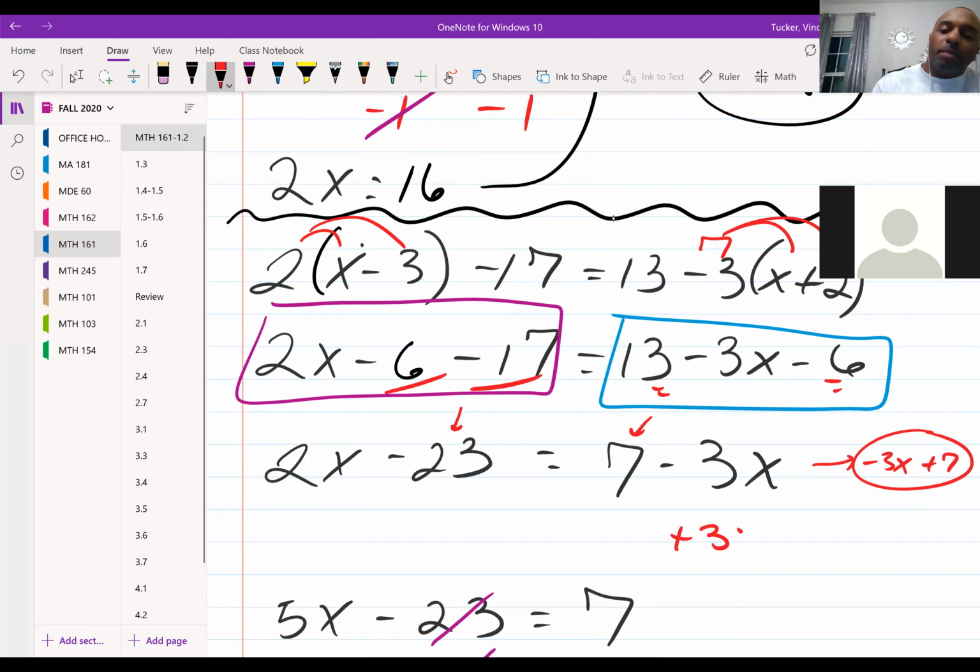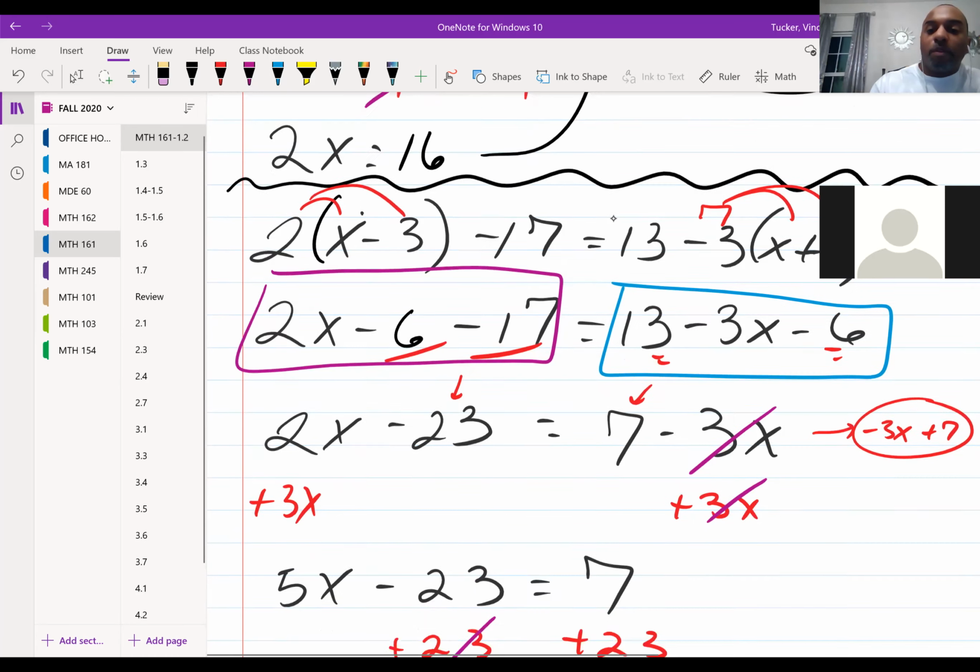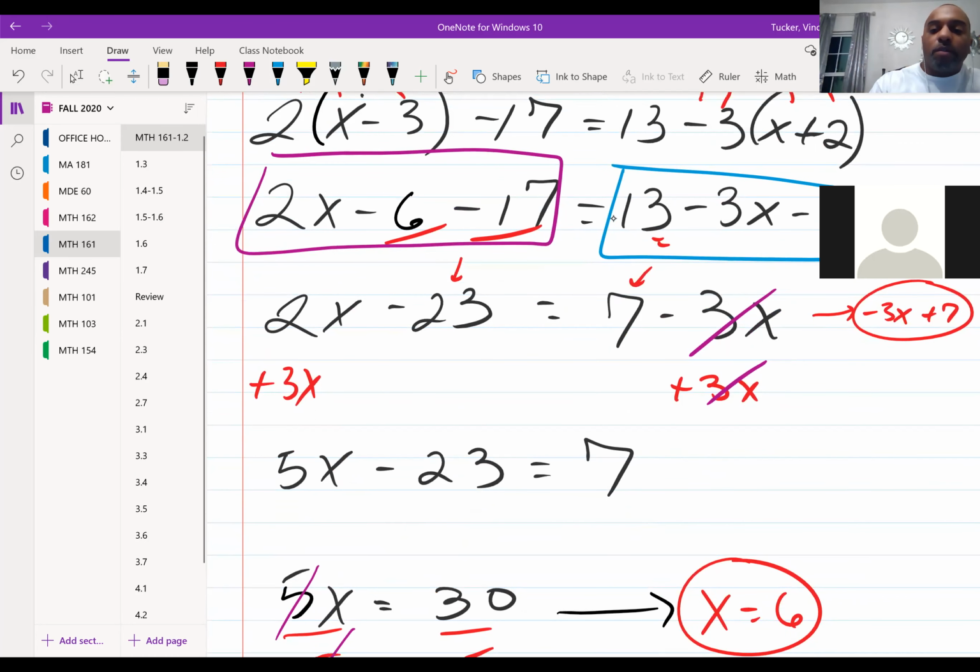So it doesn't matter which term you move first. You have 4 different terms, 2x, negative 23, 7, negative 3x. It doesn't matter which term you move first. As long as you stay correct with your mathematics, you'll still get the same answer eventually. So I decided to move the 3x by adding 3x to both sides. So the 3x cancels on the right. 2x plus 3x, that'll be 5x minus 23 equal to 7.